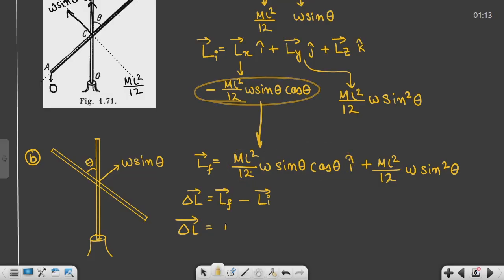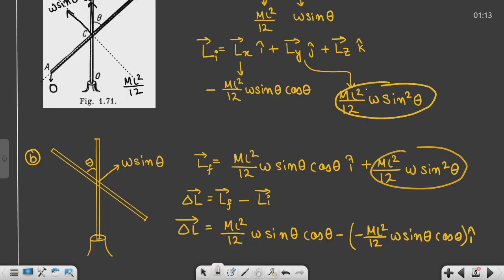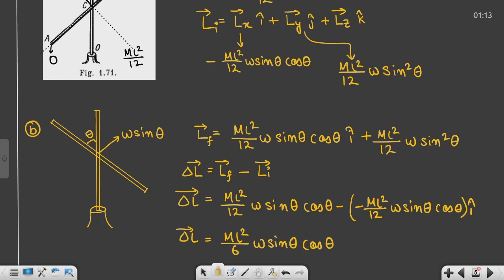So ml square by 12 into omega sine theta cos theta minus of minus ml square by 12 omega sine theta cos theta, into i cap. And see properly, for the j cap, this minus this would become 0, so leave it as it is. So delta L is nothing but ml square by 6 into omega sine theta cos theta, along the i component. Understood?